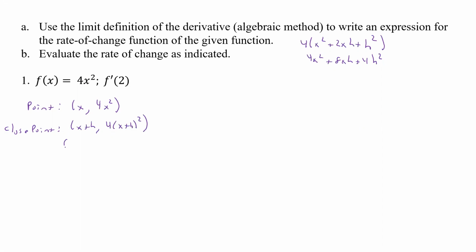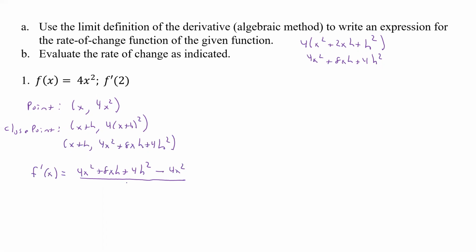And so this now becomes x plus h comma 4x squared plus 8xh plus 4h squared. Now we plug that into our limit function. Now they're using the f prime notation, so we'll do that too. We'll find f prime of x here, and that's going to be equal to, now we take our second part, 4x squared plus 8xh plus 4h squared, minus our first part, which is just 4x squared, all over h. Well, guess what? We can cancel. It looks like that goes bye-bye with that.